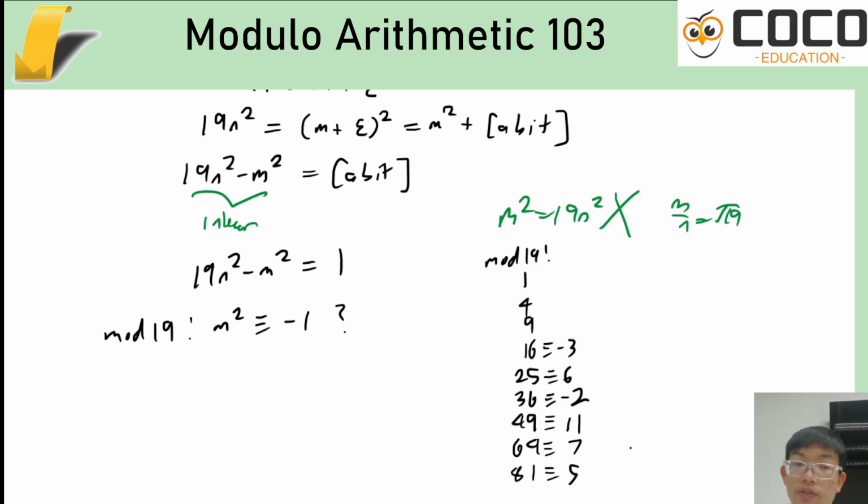And then of course we know that once we reach 10, 10 is negative 9, so it loops around. And the closest you get is negative 2, but not negative 1. And so therefore, this is at least 2, if it's positive of course. And that is really the crux of this entire solution already. The crux of the entire solution to this question is the fact that 19n squared minus m squared is not as small as we think.